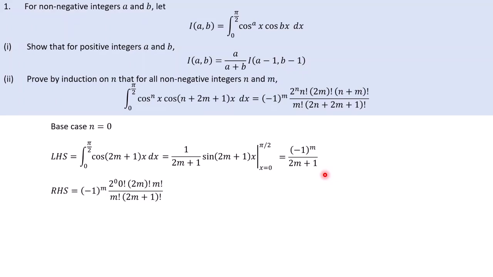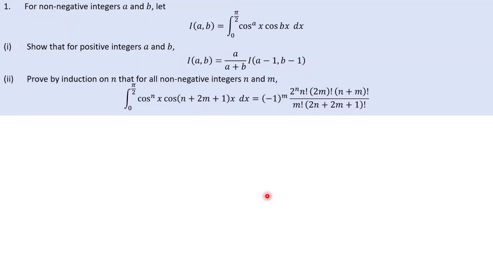And the right hand side, we can simply plug in n equals 0. So 2 to the power of 0 and 0 factorial are 1. Then 2m factorial cancels 2m plus 1 factorial except the 2m plus 1. The m factorial cancels. So we have minus 1 to the m over 2m plus 1. Very good, the left hand side and the right hand side agree. So the base case is done, and now assume that the statement is true for n equals k minus 1, and we are going to prove the statement for n equals k. This is just standard induction stuff.